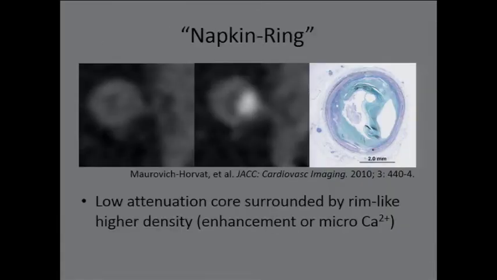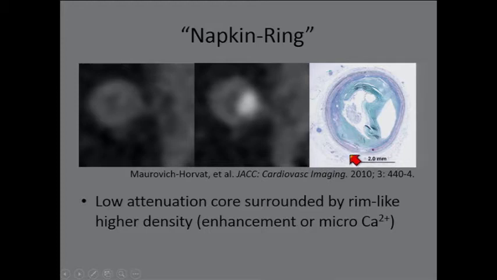Another thing that's been widely described in the literature and is very interesting is the Napkin-Ring sign. This is a combination of some of the features that we've previously been describing. This figure was taken from an article published in JACC Cardiovascular Imaging. We have a calcium score, a non-contrast enhanced CT, which demonstrates an area with a hypodense, central necrotic plaque, surrounded by an area of relative hyperdensity. We see contrast within the lumen on the CT angiography portion of the exam.